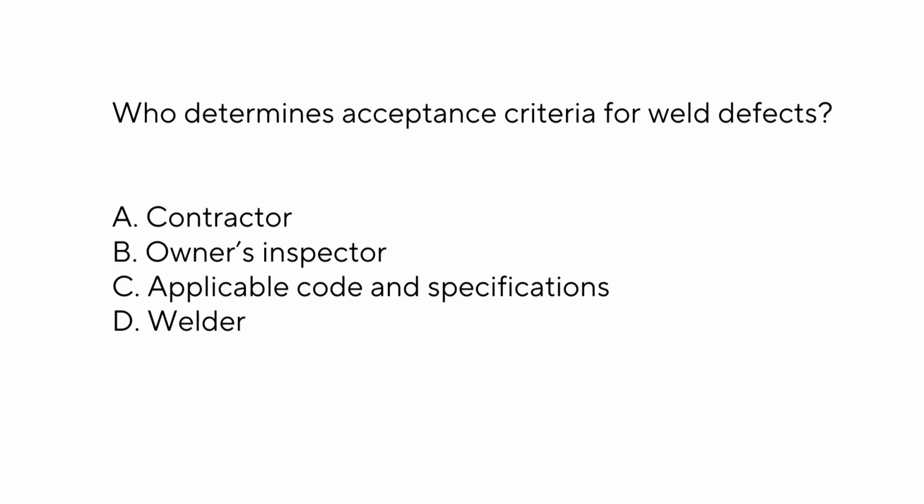Who determines acceptance criteria for weld defects? A. Contractor, B. Owner's inspector, C. Applicable code and specifications, D. Welder. Answer: C. Applicable code and specifications.